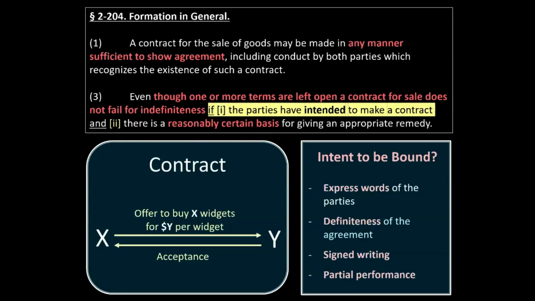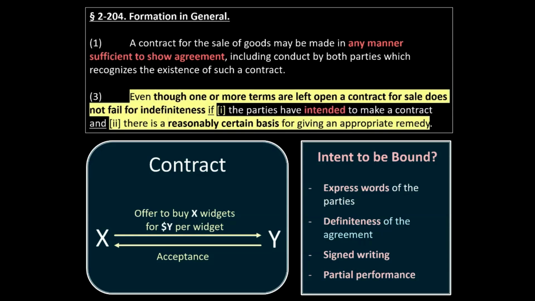That brings us to the second requirement under subsection 3, which says that so long as the parties intended to enter into a contract, it does not matter that the parties leave certain questions unaddressed, provided there is a reasonably certain basis for determining the parties' rights and obligations so that a court can determine whether there has been a breach, and if so, what is the appropriate remedy for that breach. This is where gap fillers come into play.